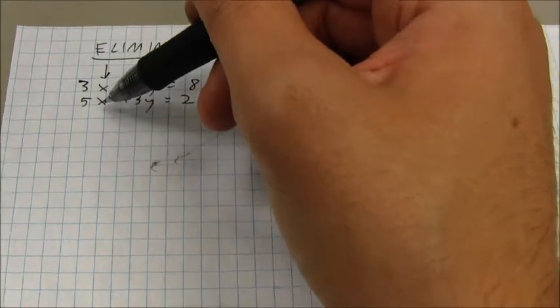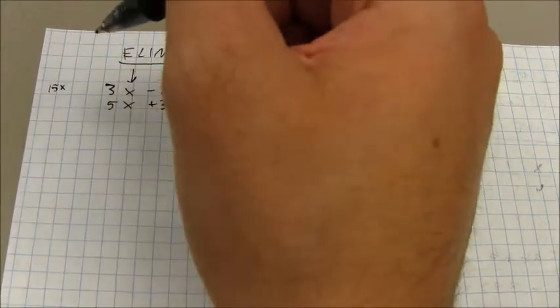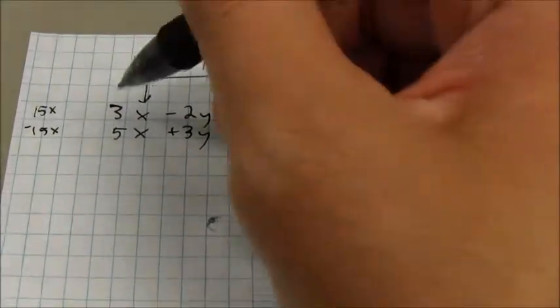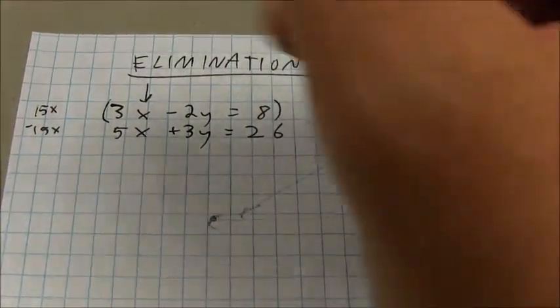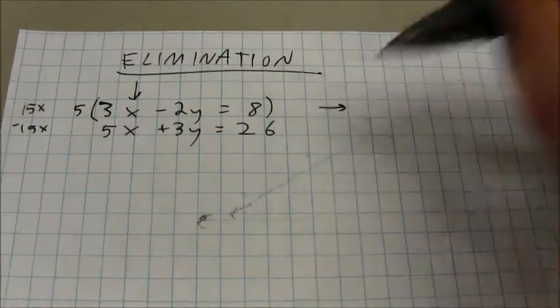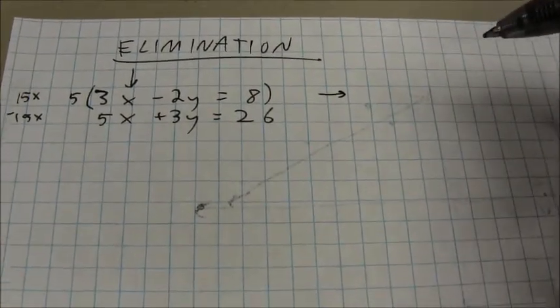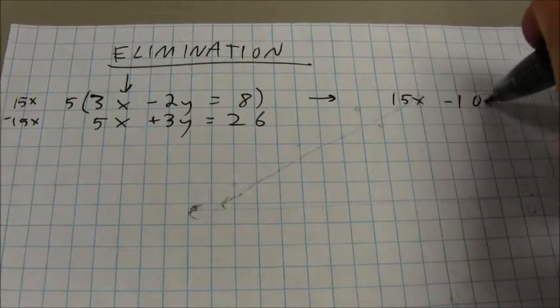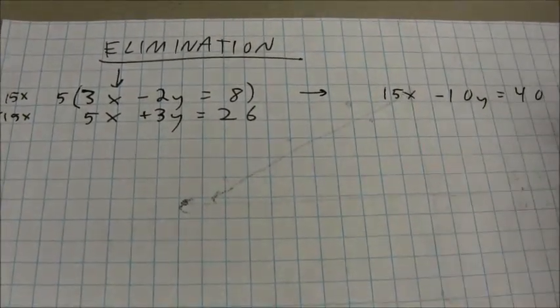Notice that I have a 3x and a 5x. 3 and 5 both go into 15. So if I could get a 15x and a negative 15x with my two equations, I could set up a cancellation that will allow me to solve this equation. So my tool is that I'm allowed to multiply the entire equation by whatever I need to get that missing value. 3 times 5 is 15. So I'm going to multiply the entire equation by 5. That's going to be 15x minus 10y is equal to 40.